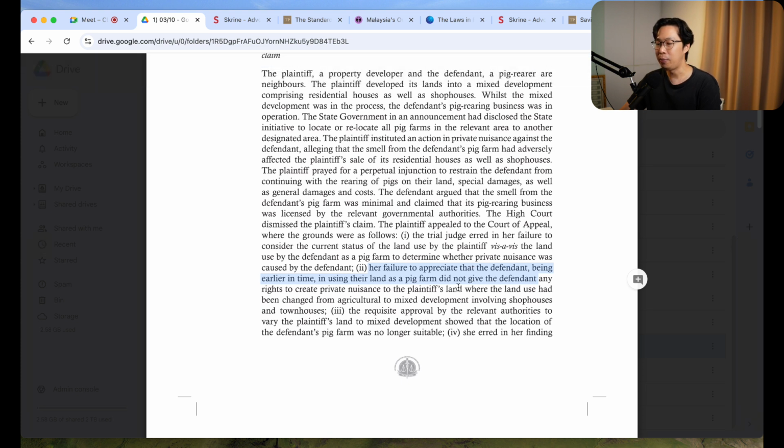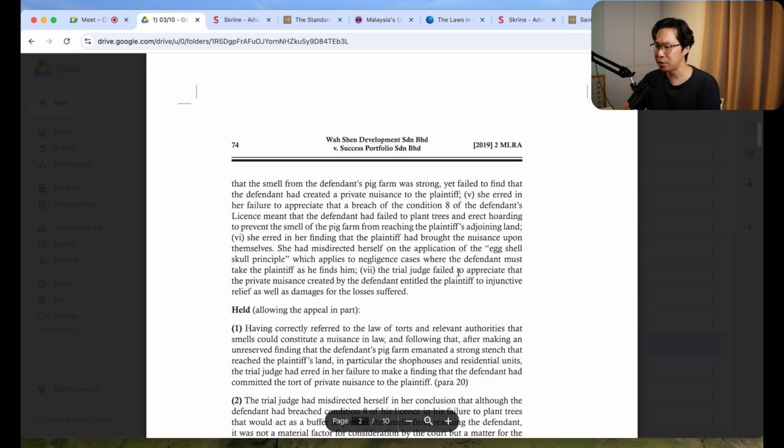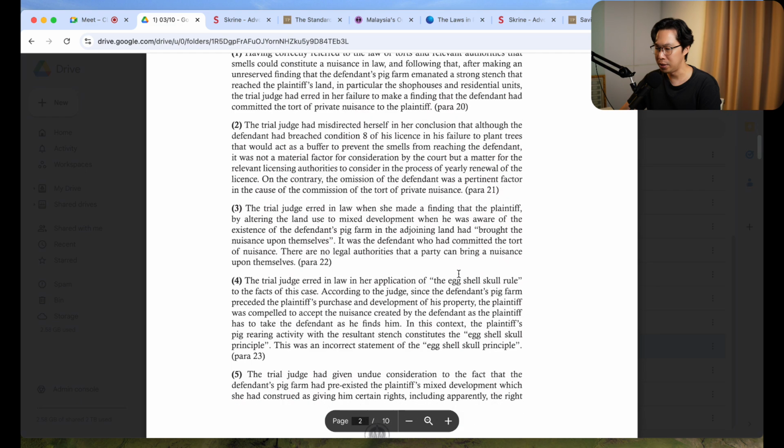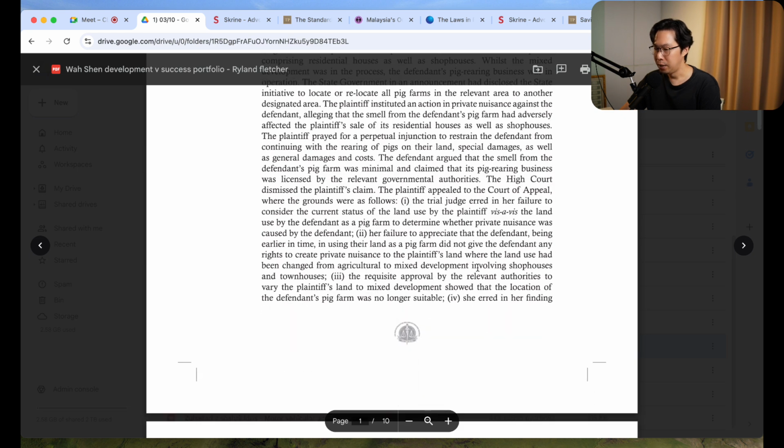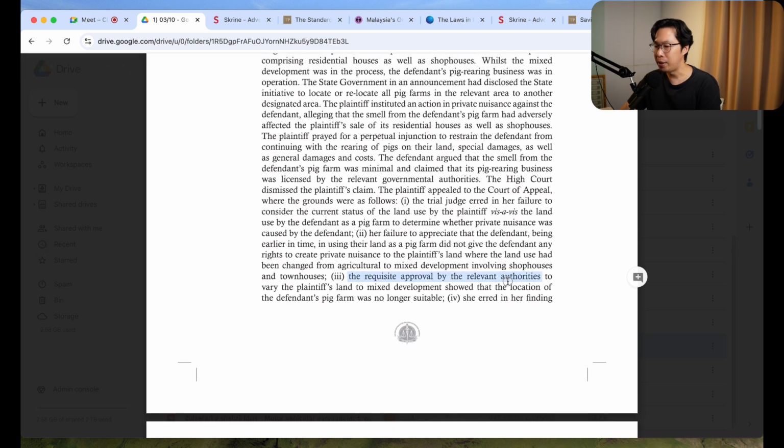Okay, so this is what we call the eggshell skull rule. Eggshell skull rule. Then number 3, the approval by relevant authorities. Okay, number 4, what is it about?